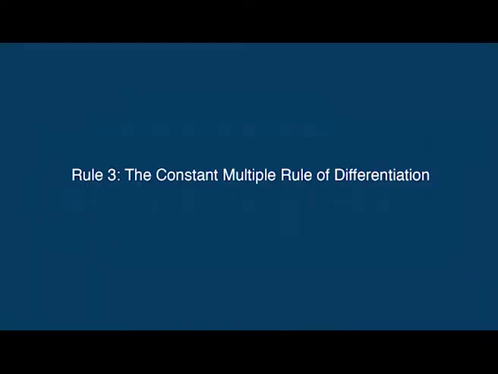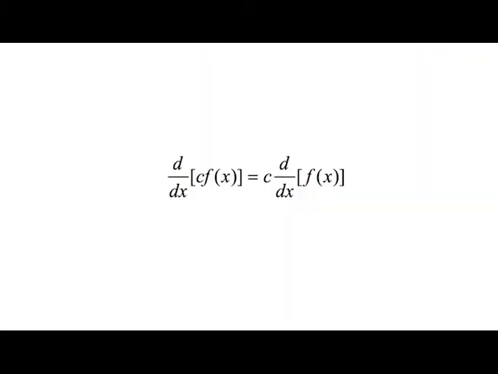The next rule says that when a differentiable function is multiplied by a constant, its derivative is multiplied by the same constant. Rule 3, the constant multiple rule of differentiation. If f is a differentiable function of x and c is a constant, then d upon dx of c times f of x equals c times d upon dx of f of x. We prove this as follows.